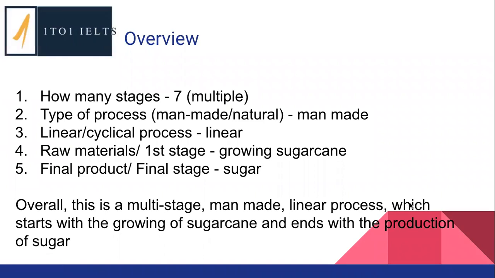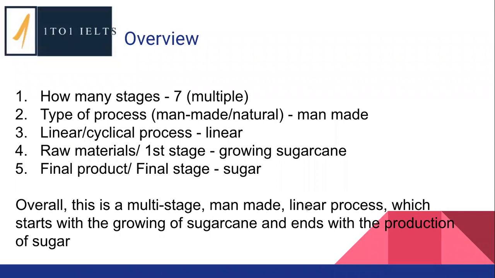And then we're going to use a relative clause here to add the final part. Using this relative clause shows that we can use complex grammar. And this also looks very good for our grammar score. So, which starts with the growing of sugarcane, so this is here, and ends with the production of sugar. So obviously, these can be swapped out. So overall, it's almost always going to be multi-stage, so I can say the same. Man-made or natural, you can switch it out. Sorry, this should be hyphenated. I apologize for the typo.